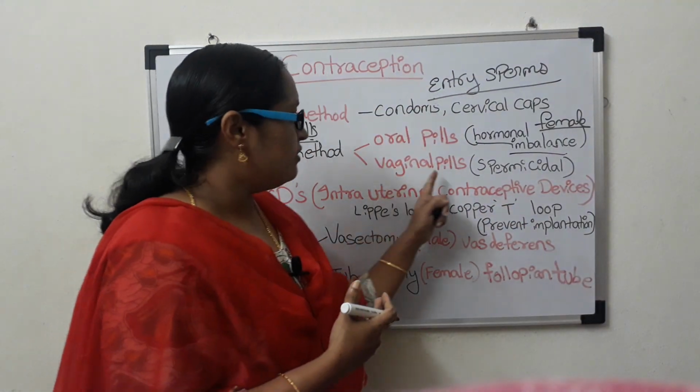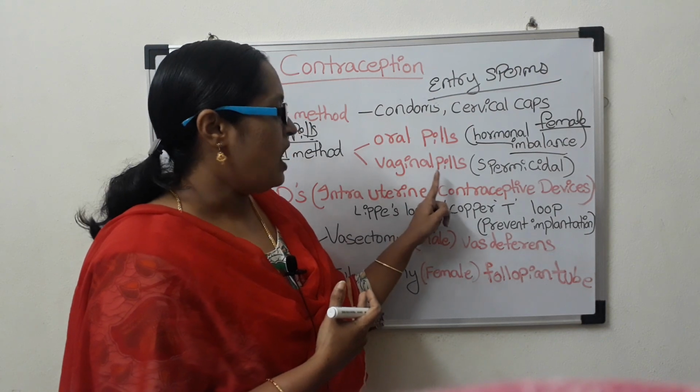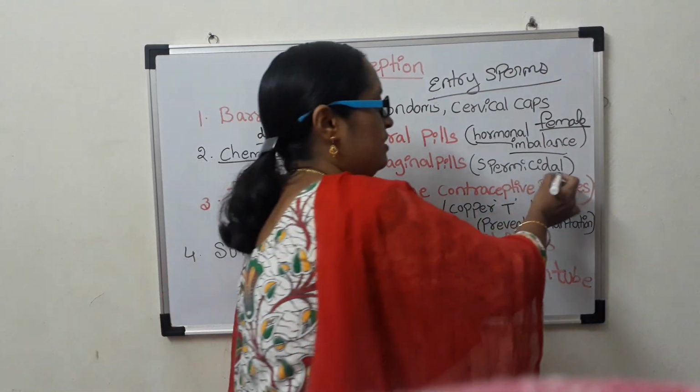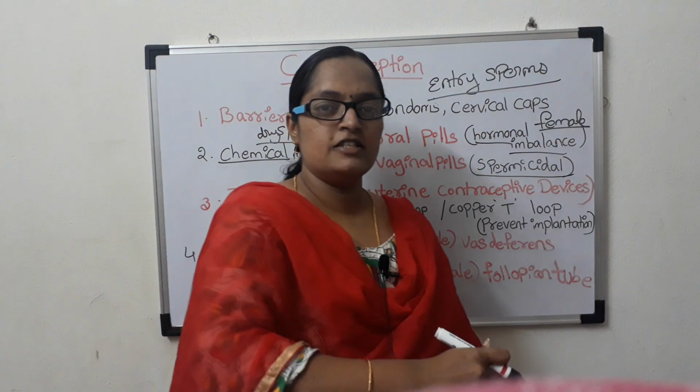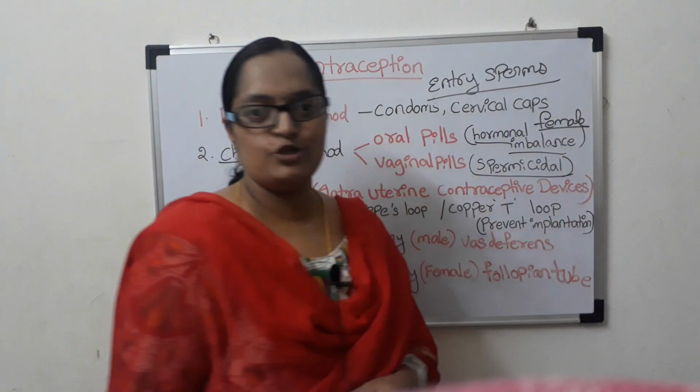Then the second one, vaginal pills. Vaginal pills are taken vaginally and they are spermicidal, meaning they kill the sperm which is entering into the vagina. So that fertilization is stopped.